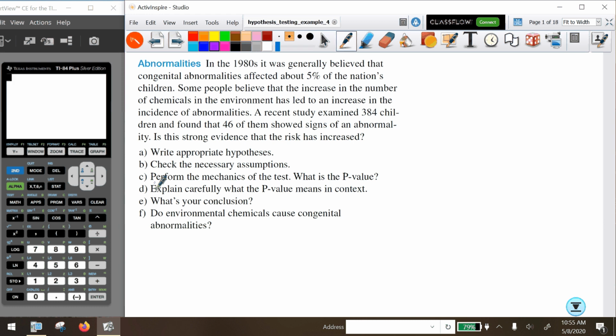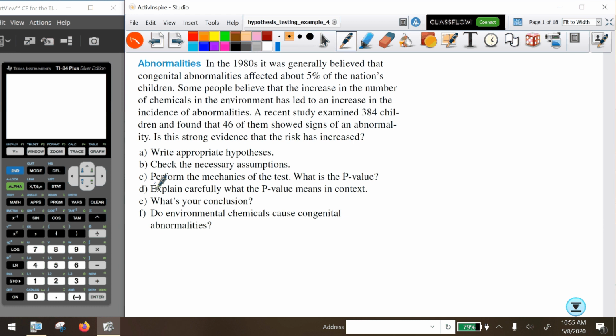In the 1980s, it was generally believed that congenital abnormalities affected about 5% of the nation's children. Some people believe that the increase in the number of chemicals in the environment has led to an increase in the incidence of abnormalities. A recent study examined 384 children and found that 46 of them showed signs of an abnormality. Is this strong evidence that the risk has increased?